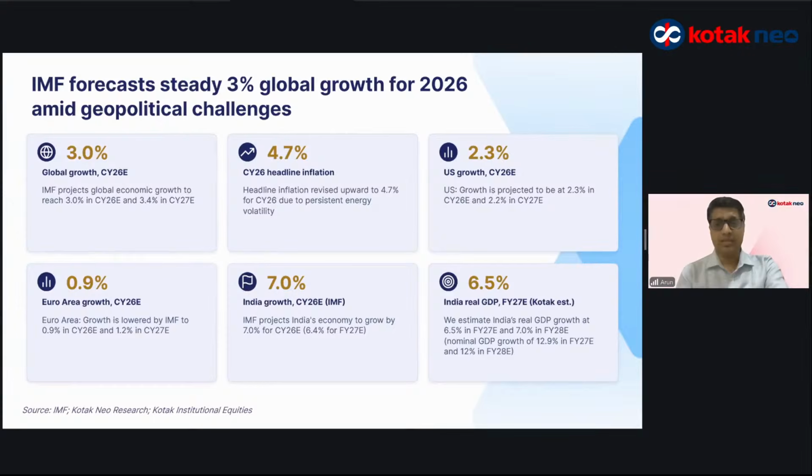As per our estimate, we are looking at GDP growth of 6.5% this year. This is real GDP growth, and next year we are looking at 7% GDP growth. On nominal terms, we are expecting a nominal GDP growth of 12.9% this year for India, and in FY28, we are looking at around 12% nominal GDP growth.